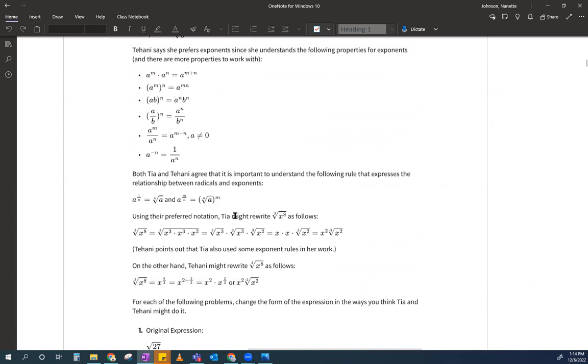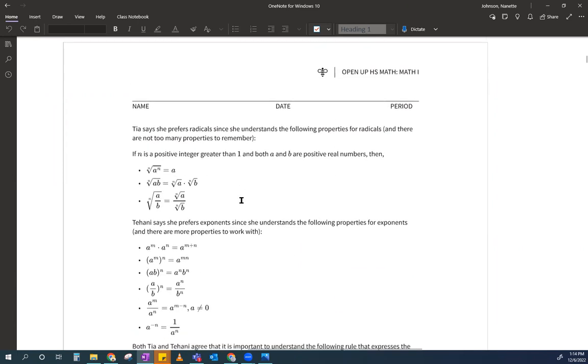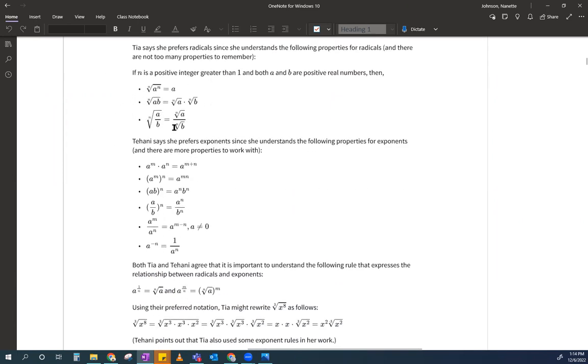All right, so the next part says, both Tia and Tahani agree that it is important to understand the following rule that expresses the relationship between the exponents, right? This denominator is this index, right? And it's still true here, right? And some of you are going to be more on Tia's side. You're going to be like, yeah, I really like working with radicals. And some of you are like, no, I really like working with exponent properties.